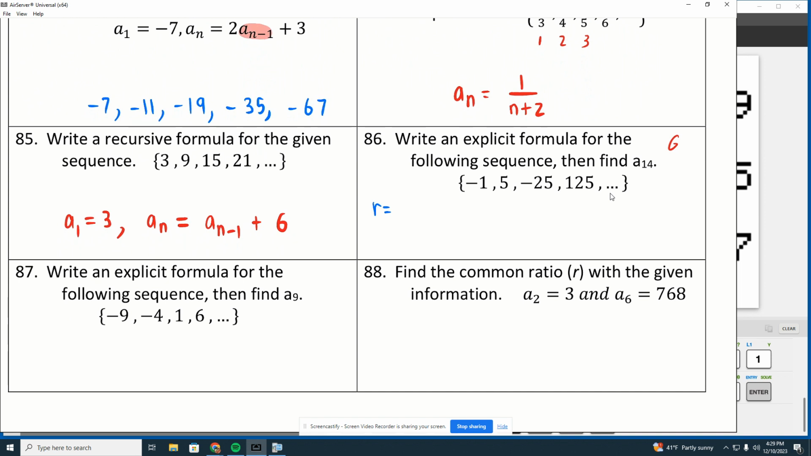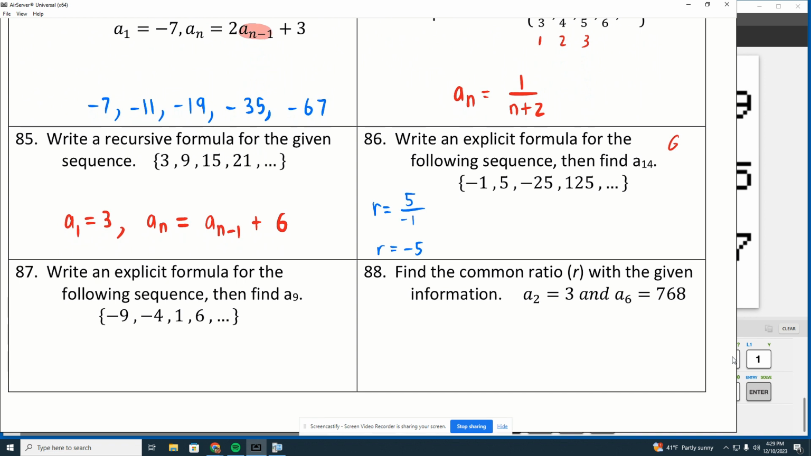A sub 2, 5, divided by a sub 1, -1. That's -5. Do I keep on multiplying by -5? What's 5 times -5? Yep. What's -25 times -5? Yep, that's it. It is a geometric sequence where the common ratio is -5.